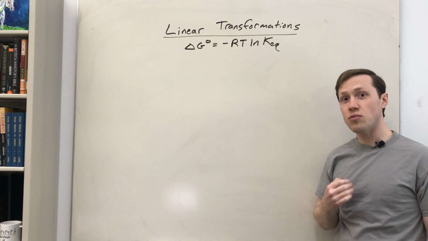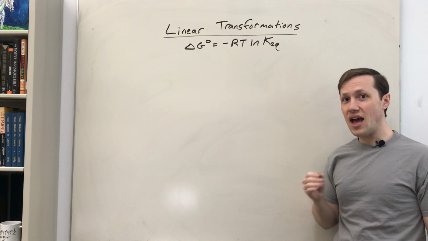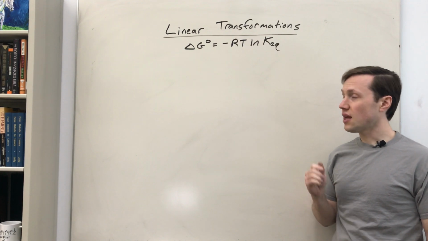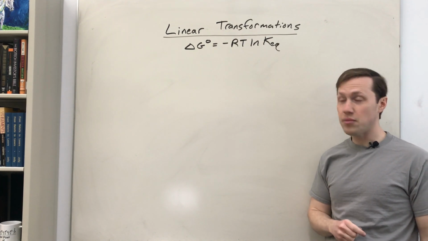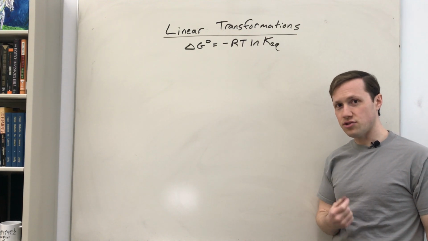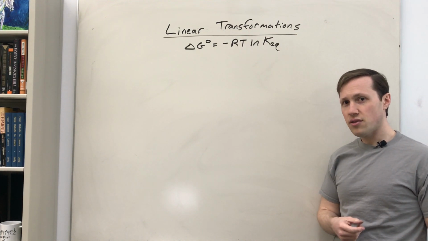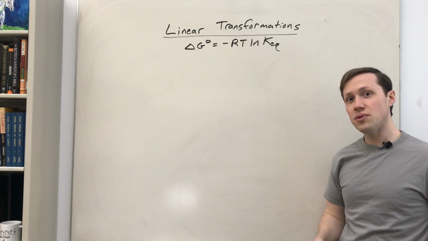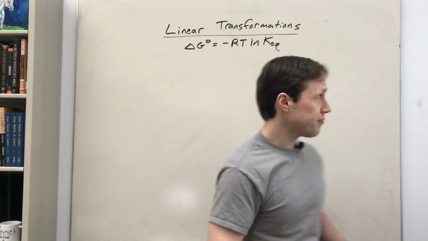To do that, we can take advantage of the nature of this function. That is, the idea that when a reaction is at equilibrium, a condition that we can measure in the lab, it has a direct relationship to delta G naught. So there are a couple things that we can potentially do with this that are pretty useful.